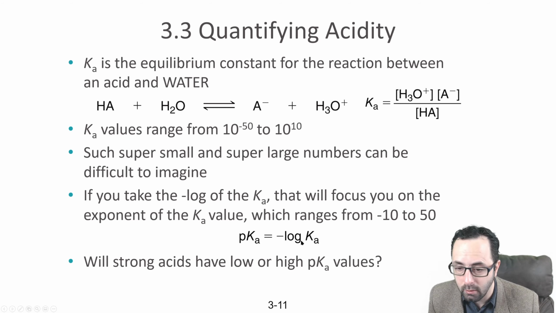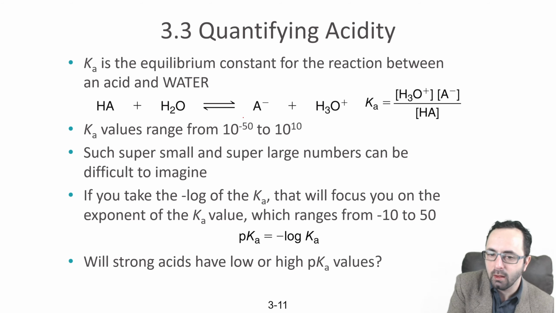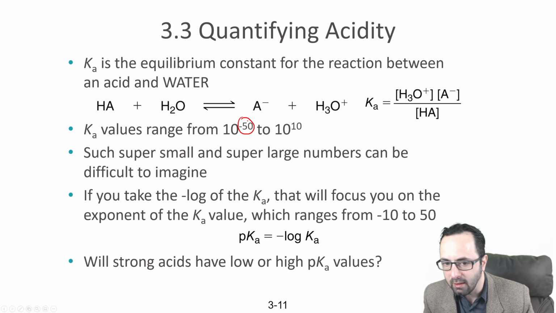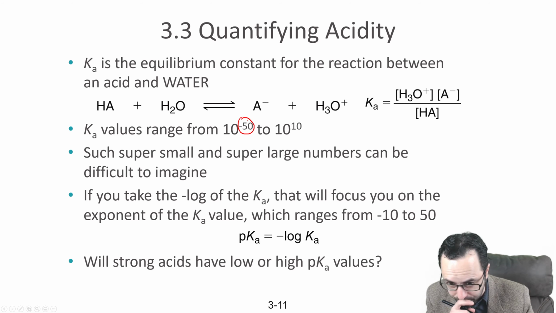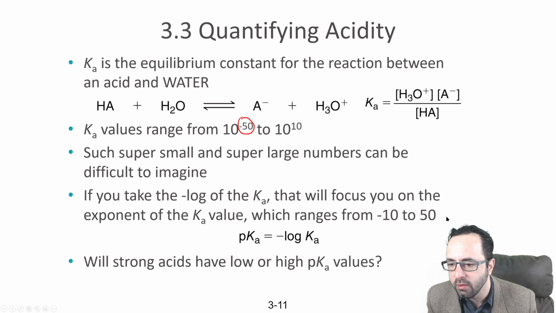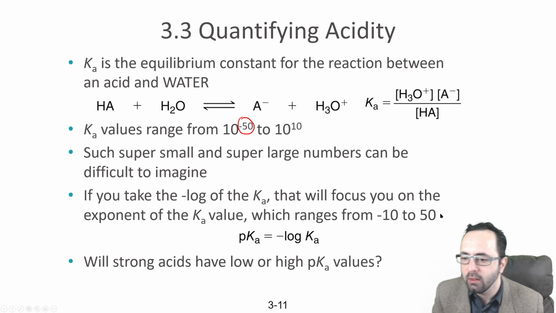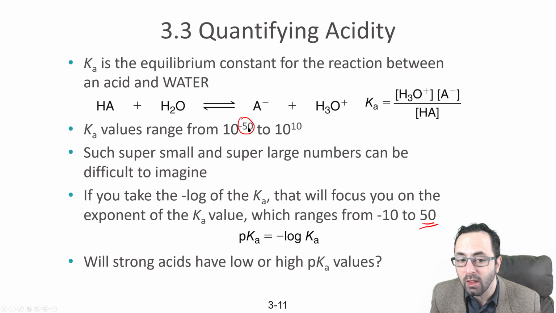Okay, and so if you take these values, remember log is the opposite of 10 to the power. So if you take the log of 10 to the minus 50, you get minus 50. It basically eliminates the 10 to the power. And then the negative of minus 50 is 50. So that's where you get this high end to the pKa. So you can see if the Ka is very small, that leads to a larger pKa. So they're opposite in terms of their size.